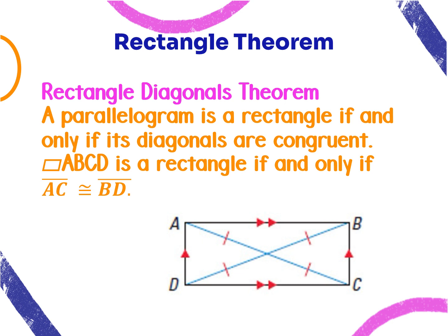Okay, now I have a rectangle theorem. Rectangle diagonals theorem. Looking at it, a parallelogram is a rectangle if and only if the diagonals are congruent. Here are my little tick marks. I have 1 mark, meaning they're congruent. So giving you an example, if this is 6, this is also 6, this is also 6, and this is also 6.